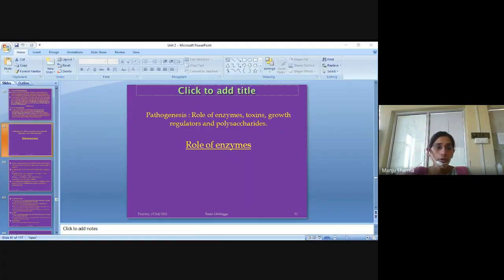Okay, today we are going to discuss what pathogenesis is, and what the role of enzymes, toxins, growth regulators, and polysaccharides is. Before that, we already discussed the different kinds of vectors, the way or medium by which the pathogen disperses a particular disease from one place to another, and how the pathogen infects one plant to another plant.